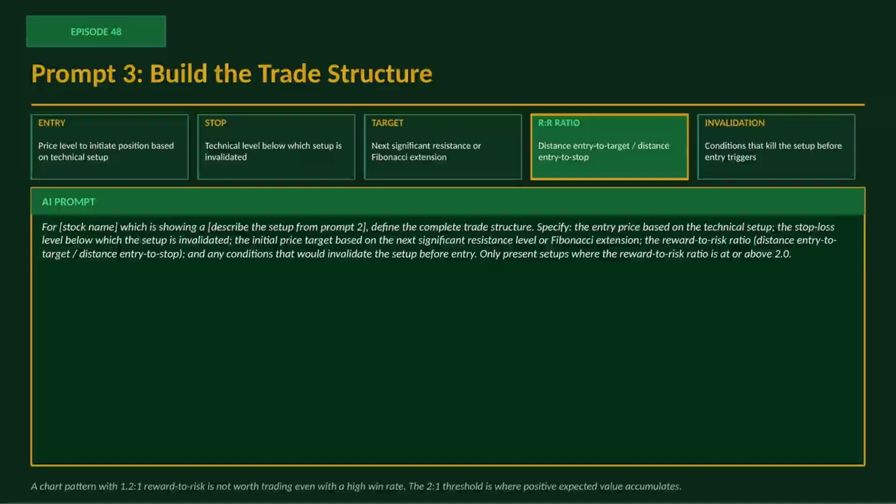Only present setups where the reward to risk ratio is at or above 2.0. This step eliminates the setups that look interesting visually, but do not offer enough upside to justify the risk. A chart pattern with a 1.2-to-1 reward to risk ratio is not worth trading even if the probability of success is high. The math is against you over time. The 2-to-1 threshold is not arbitrary. It is the minimum where positive expected value can accumulate even with a 50% win rate.